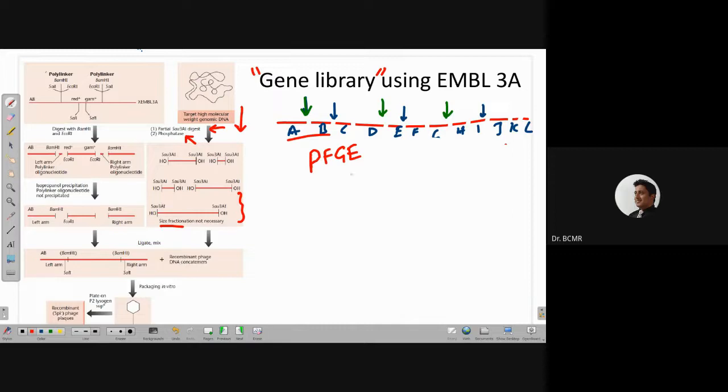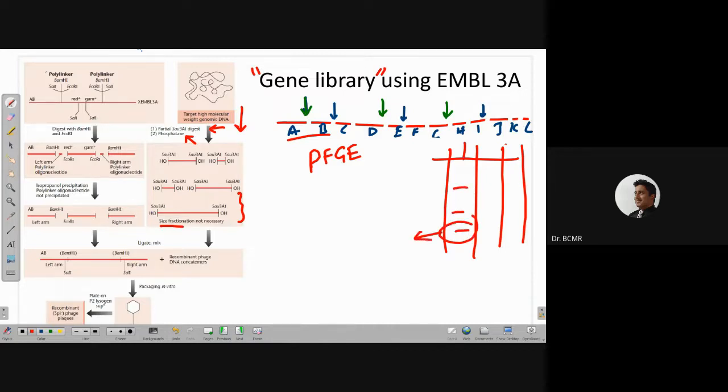Size fractionation would simply mean you're performing electrophoresis, and based on their molecular size they would travel and form different bands. You take the band of your interest, purify it, and do whatever you want to do. That's the meaning of size fractionation.